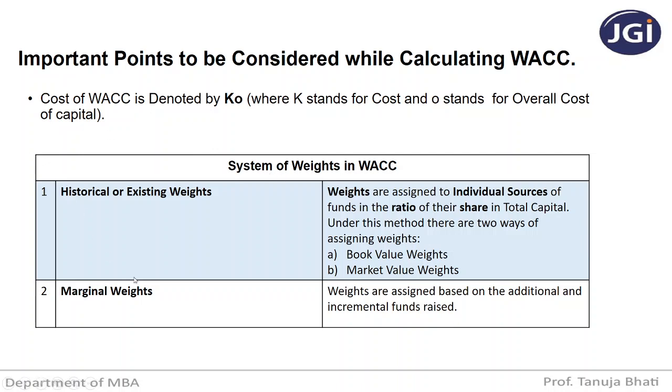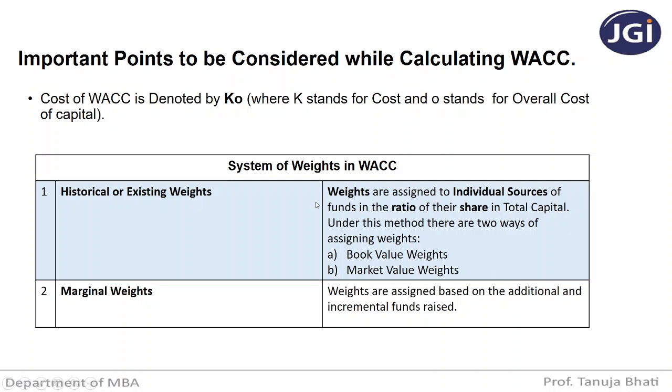Okay, so in this slide we have seen that weighted average cost of capital is denoted by KO, where K stands for cost and O stands for overall cost of capital. Since it is weighted average cost of capital, the weights can be assigned in two ways: either historical or existing weights, that is for a capital structure that is already there or already raised by the company, and marginal weights, that is the additional funds that the company is going to raise.